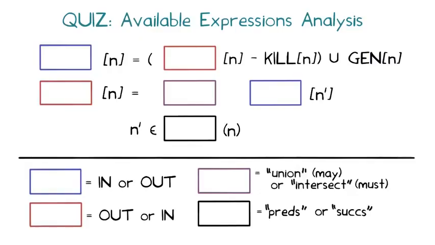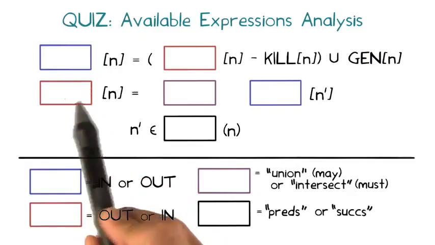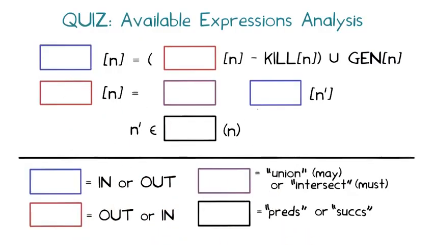We will do this in the form of an exercise. Fill in the 6 boxes with the appropriate values. Type either the word union or intersect in the purple box, type either preds or succs in the black box, and type either in or out in the red and blue boxes. Remember to use the same value in the 2 blue boxes and the same value in the 2 red boxes.